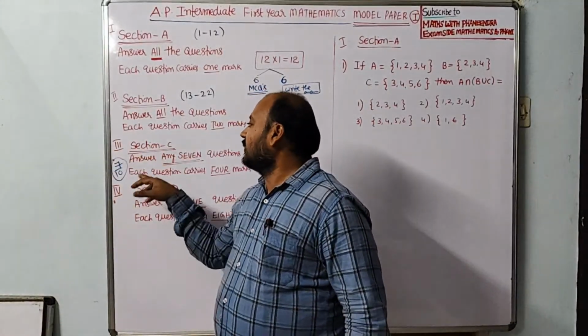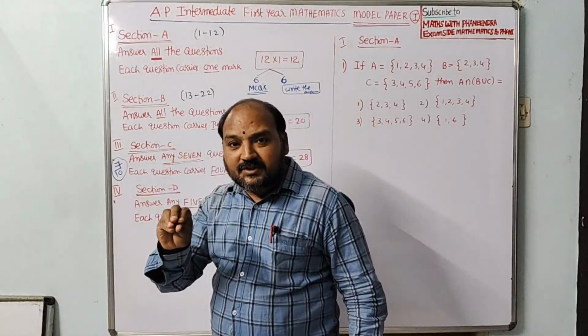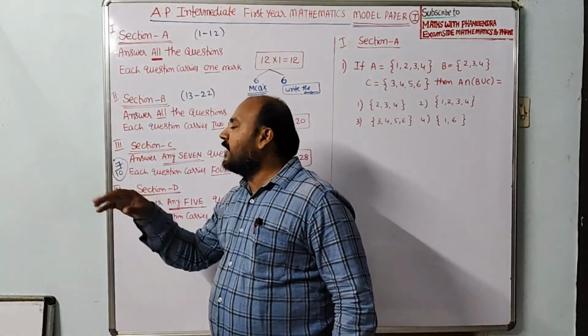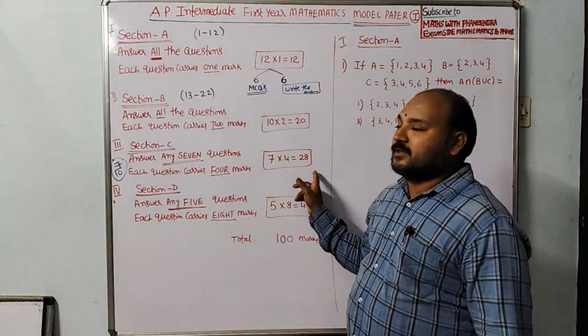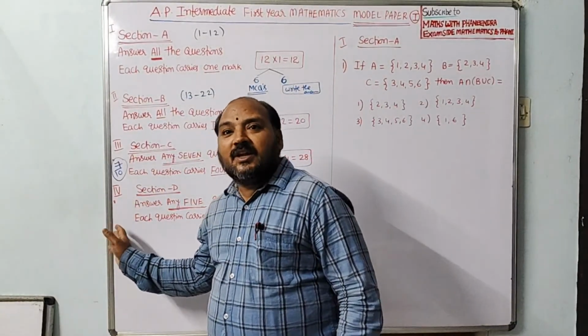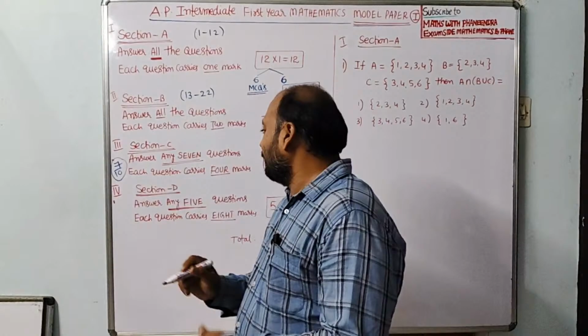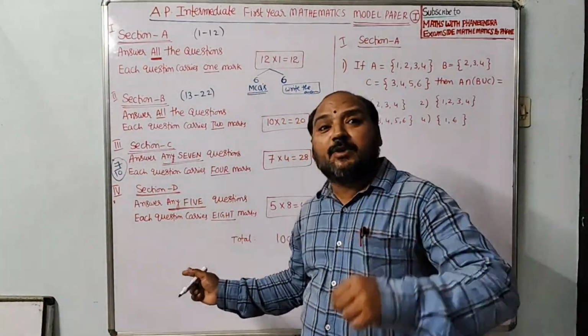Section C. In section C, they will give 10 questions. You have to answer any 7. Each carries 4 marks. 7 fours are 28. Come to section D. Even here also choice is there. Answer any 5 questions. Each question carries 8 marks.